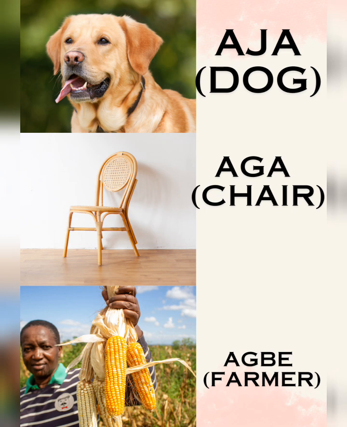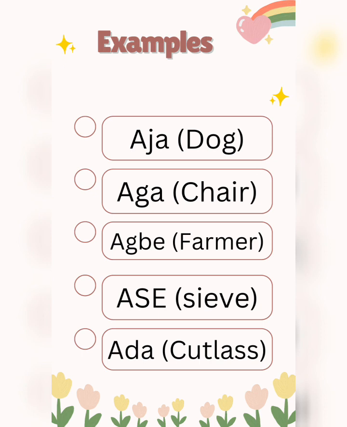In English, a farmer. We have other examples of A, several examples of A sound, but I'll just mention a few so that we can go to the next Faweli Yoruba. I've already mentioned A, Aja, dog, A, Aga, chair, A, Agbe, farmer. So look at another one down. Ashe.